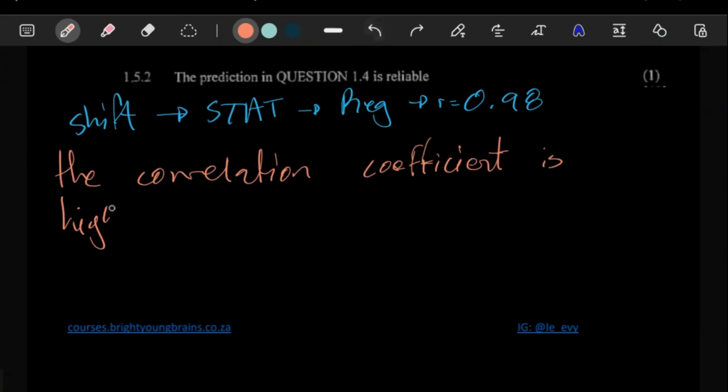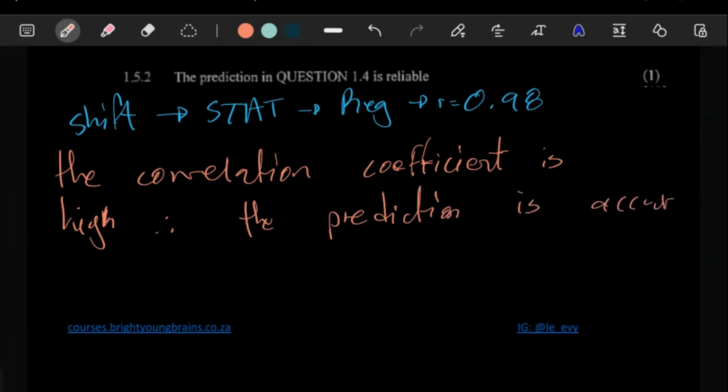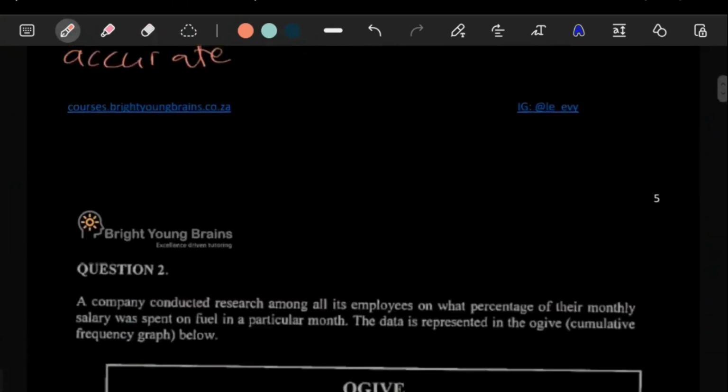You see, correlation coefficient is high, therefore the prediction, let's see here, therefore the prediction is accurate. There we go. Therefore the prediction is accurate. Whew. Moving on to the next question.